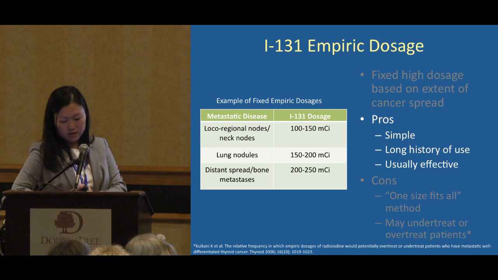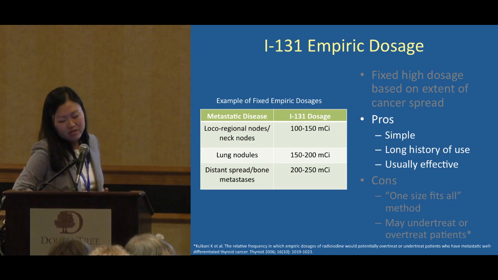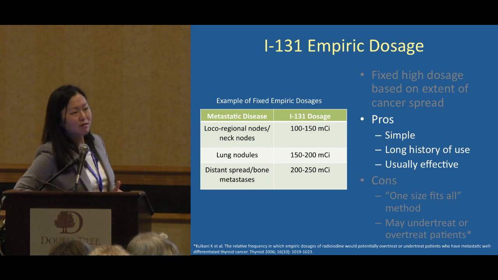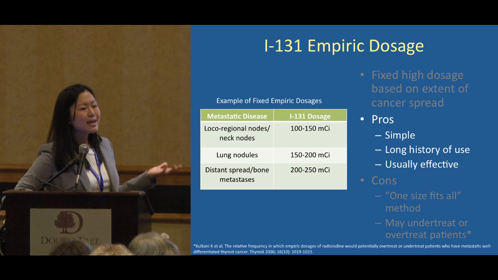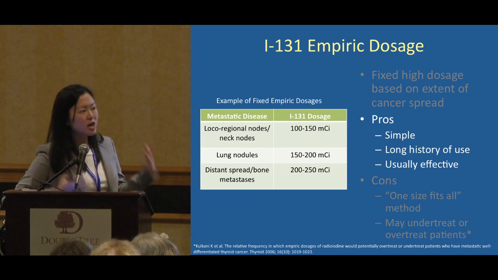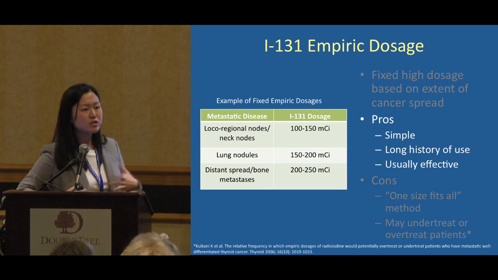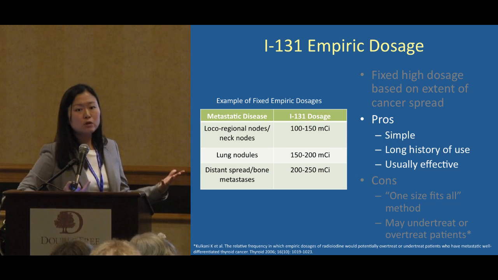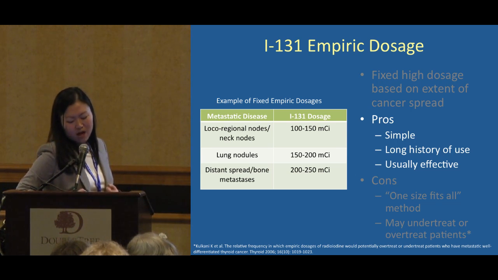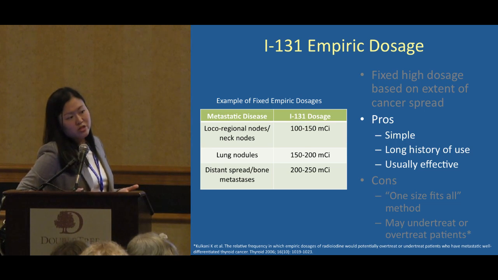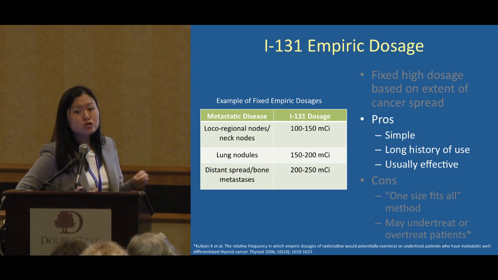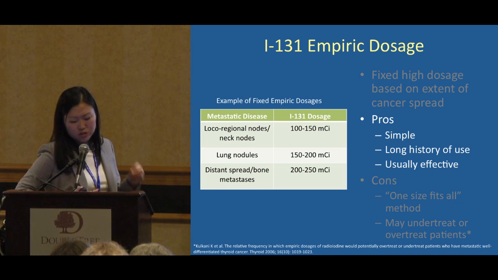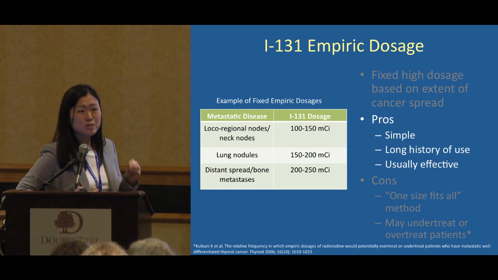What are the cons? If you think about it, this approach is kind of one-size-fits-all, right? We're not taking into account the individual characteristics of patient A and patient B. We're just saying patient A and B both have neck lymph node mets, so we're going to treat them with the same dose. What that may potentially do is under-treat the patient who may need more radioactive iodine, or over-treat patients who may need less radioactive iodine.